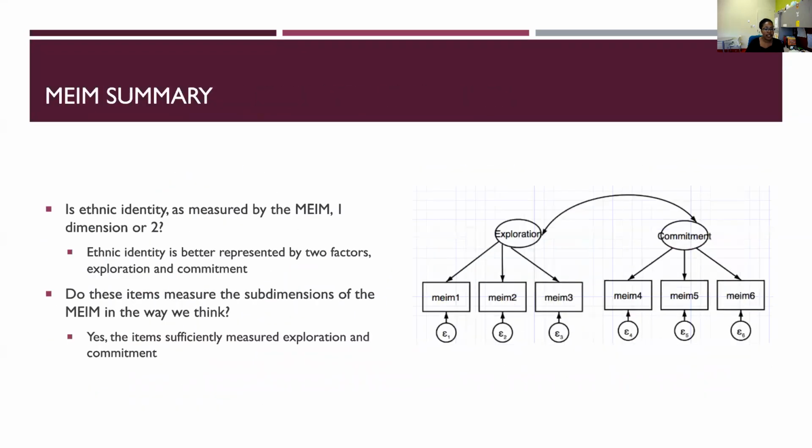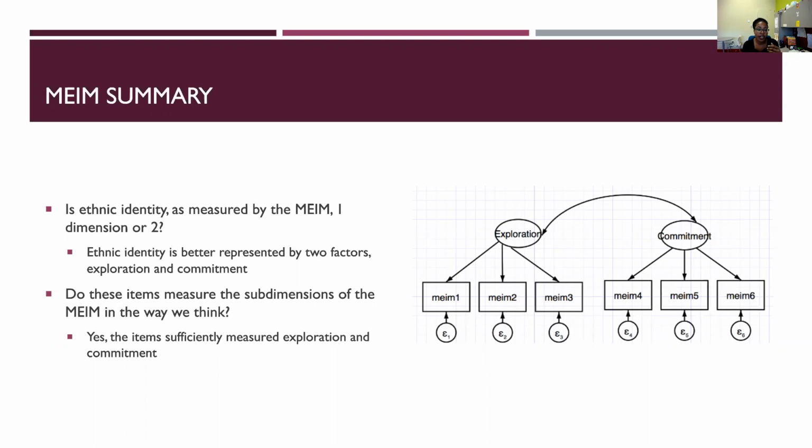Okay, so you'll see correlating errors pretty commonly in confirmatory factor analysis. All right, so back to our research questions about the MEIM. Is ethnic identity as measured by the MEIM one dimension or two dimensions? We saw that our model with one factor fit worse than our model with two factors. So it does seem that the MEIM is better represented with two factors, exploration and commitment. And then the second question is, do these items measure the subdimensions of the MEIM in the way that we think they do? And so we have multiple reasons to say yes.